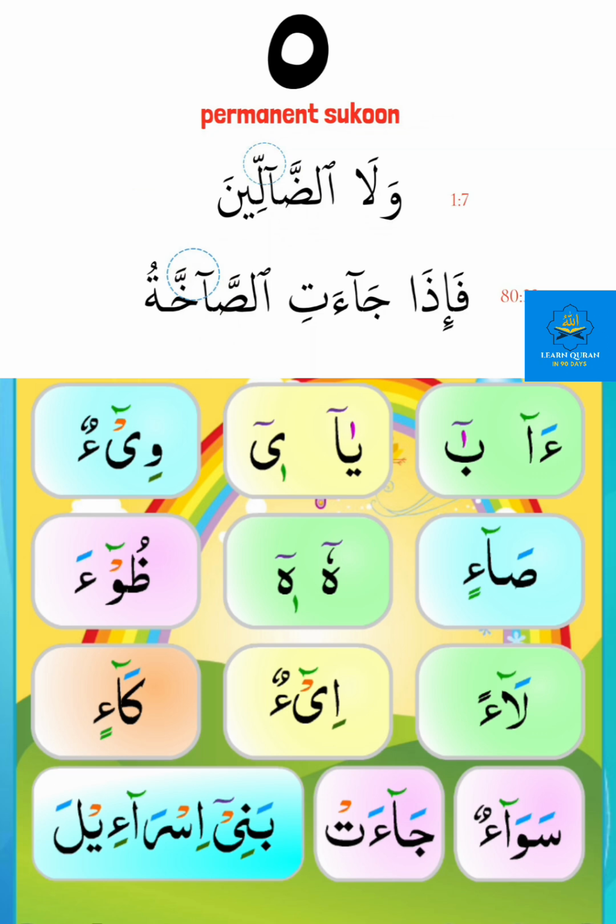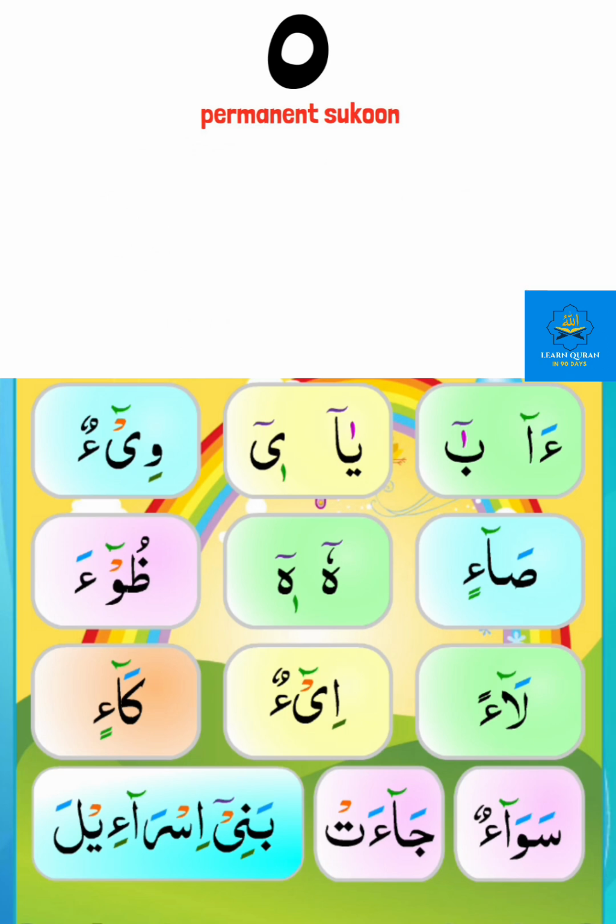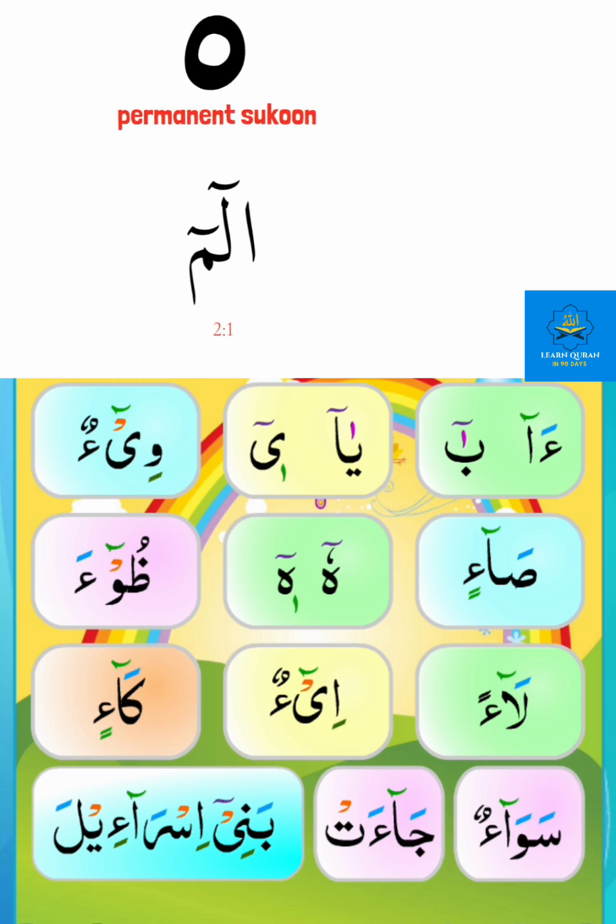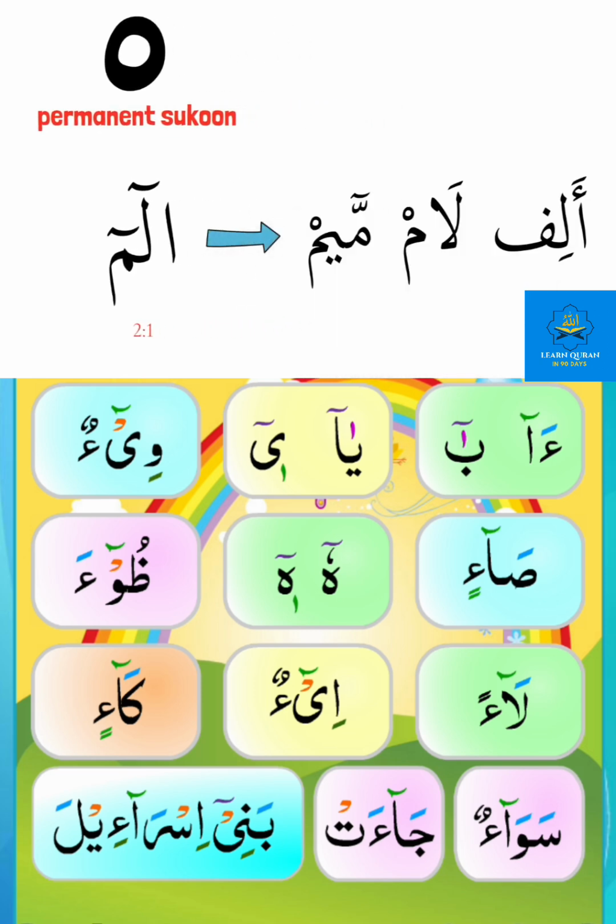An easy way to remember this one is when you see the mad symbol and after it there is a shadda, then you must lengthen it for 6 counts, just as shown in these examples. The same rule applies to the separated letters that are recited at the beginning of certain chapters in the Holy Quran. Like in this example, it writes, Alif, Lam, Mim.